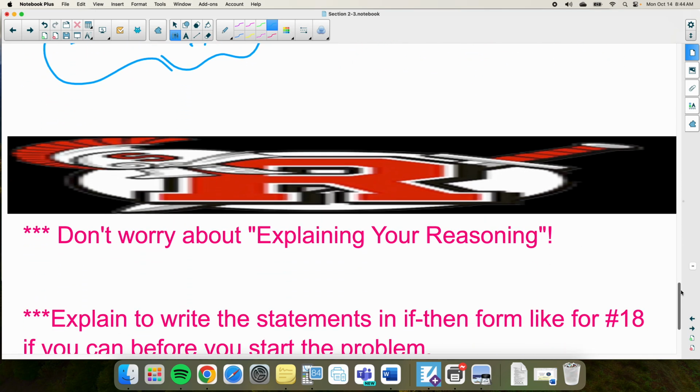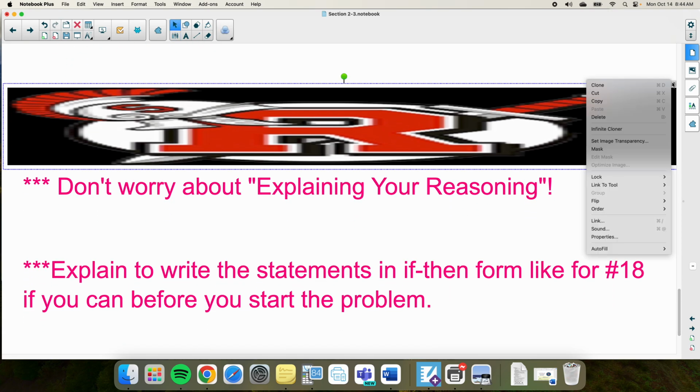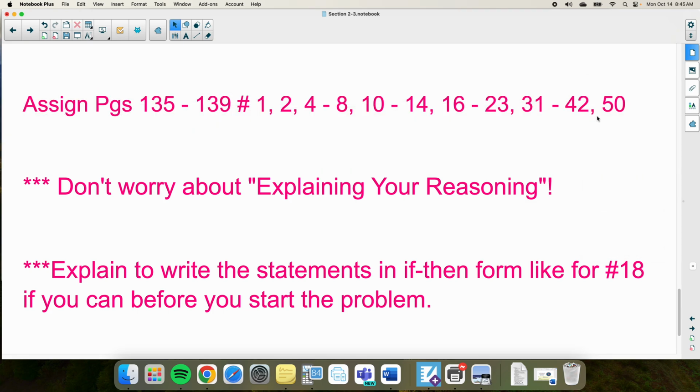Okay, now, your assignment is this right here. Don't worry about explaining your reasoning. And if you ever have the first statement not in if-then form, like it says here, number 18 is like that, the first statement you would write in if-then form, okay? So if that first statement is not in if-then form, you'd have to rewrite it.